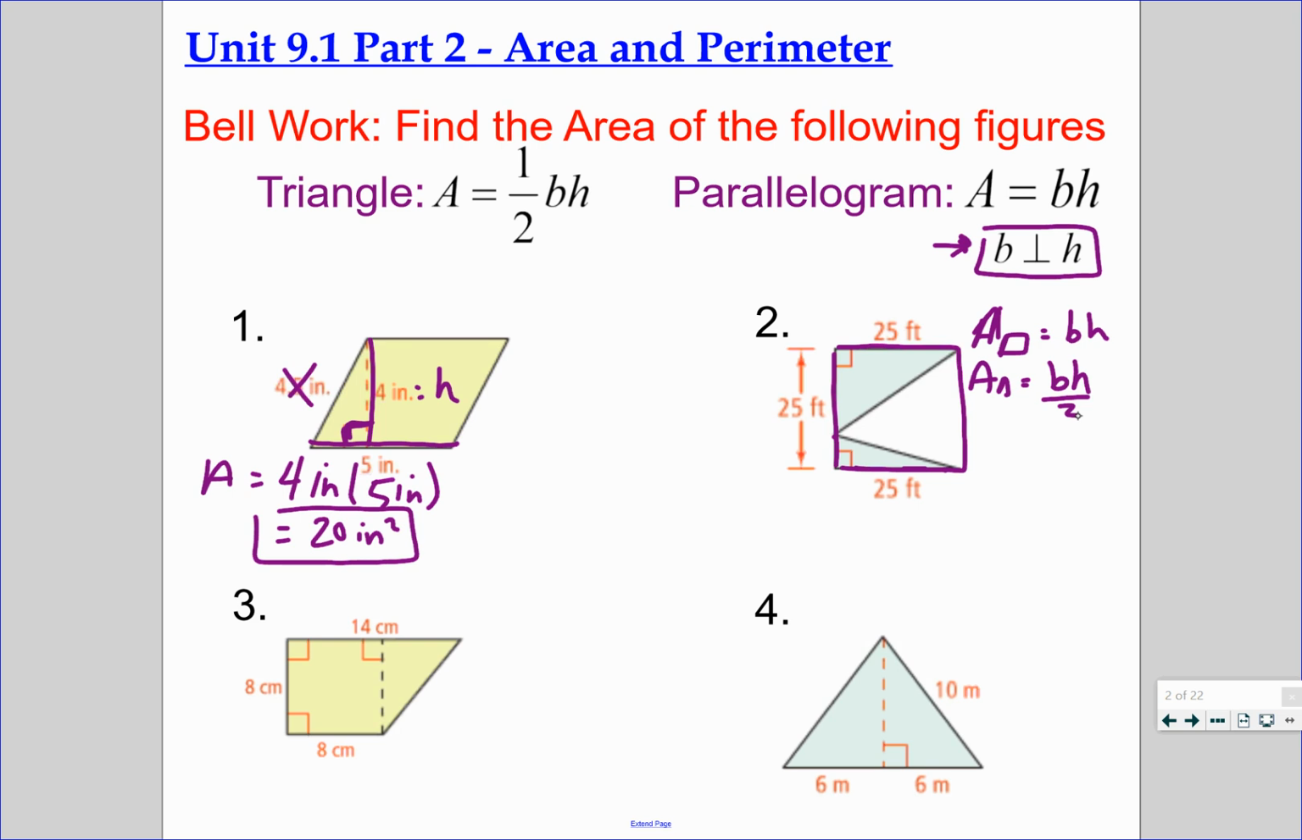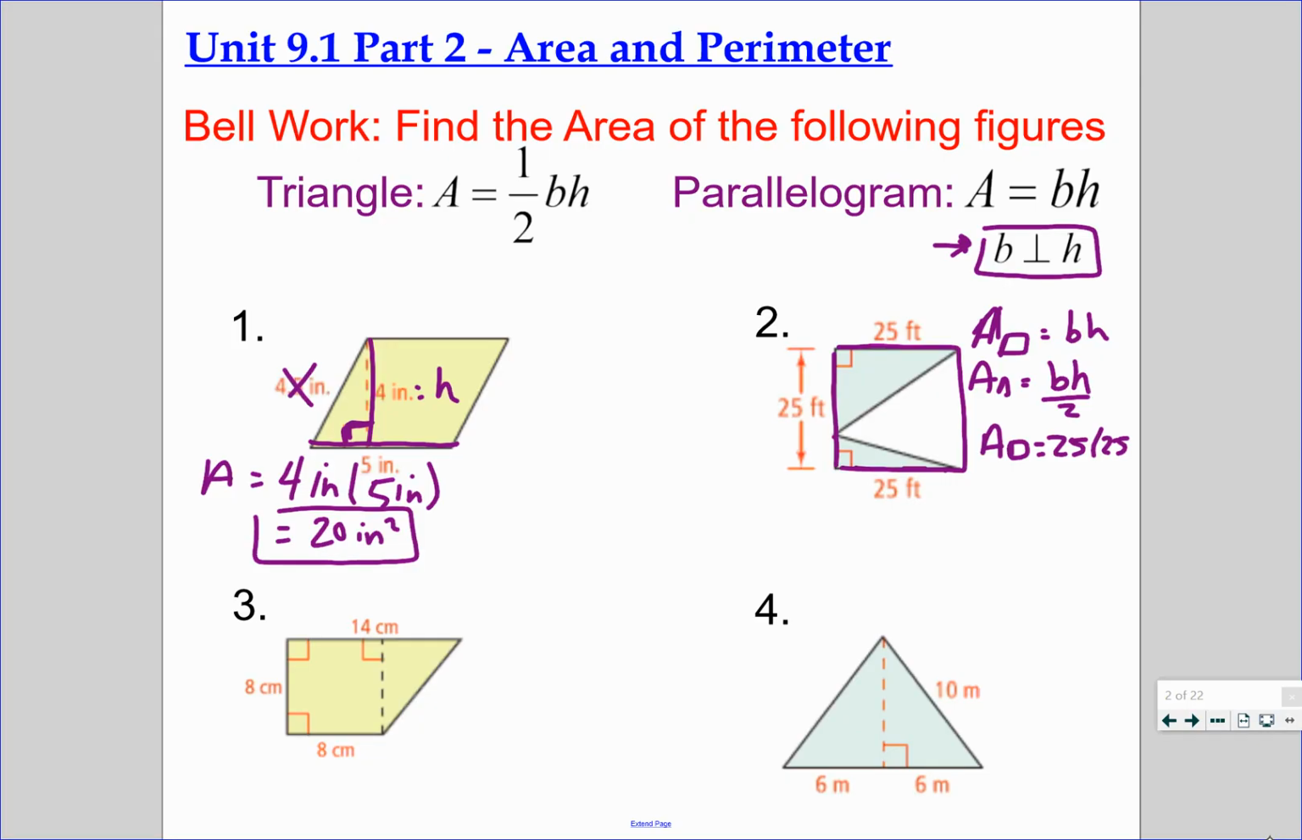So let's go ahead. The area of our square would be the dimensions of 25 by 25. So we would have 25 times 25, and that would be for our square. For our triangle, we can think of this as our base of our triangle, and this as our height, which are simply just the sides of the square. Okay, so this would be 25 times 25, all divided by 2.